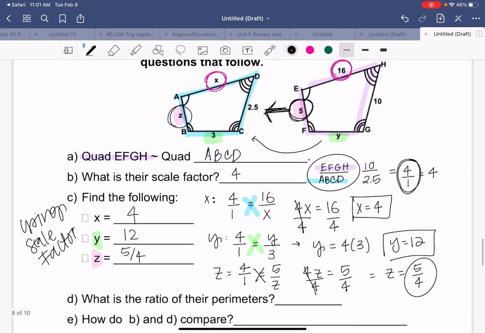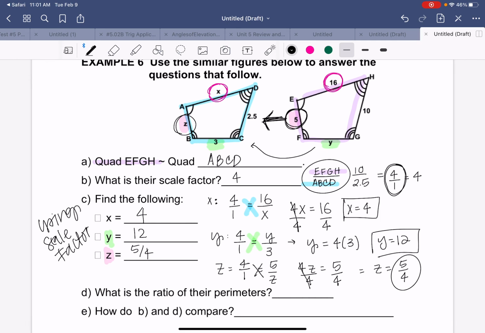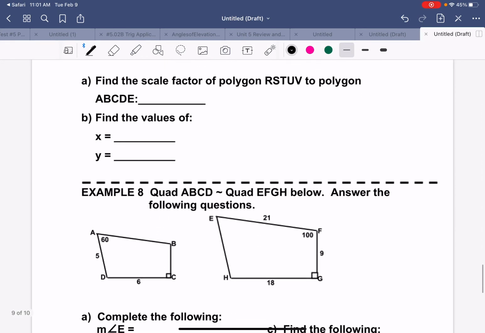The next question says, what is the ratio of their perimeters? I'm not going to go over this, but once you add all of them, they should be the same answer. What you would do is add x, which is 4, z, which is 5 over 4, or 1.25, and then add 3 and 2.5 all together, and put it in a ratio with 5, 16, 10 added together, and 12. Then you put them in a ratio, so EFGH over ABCD. Okay, we're going to skip that one.